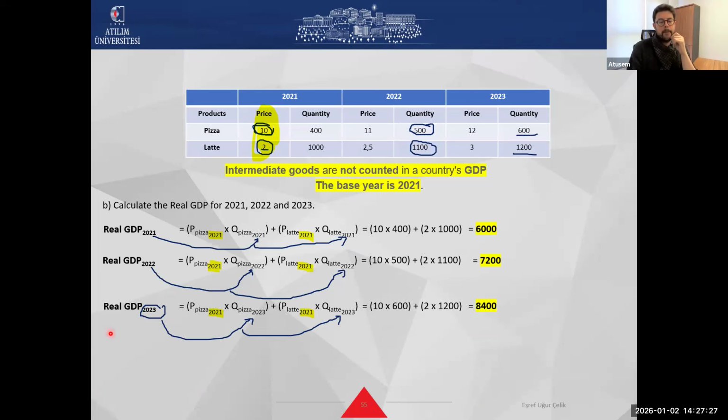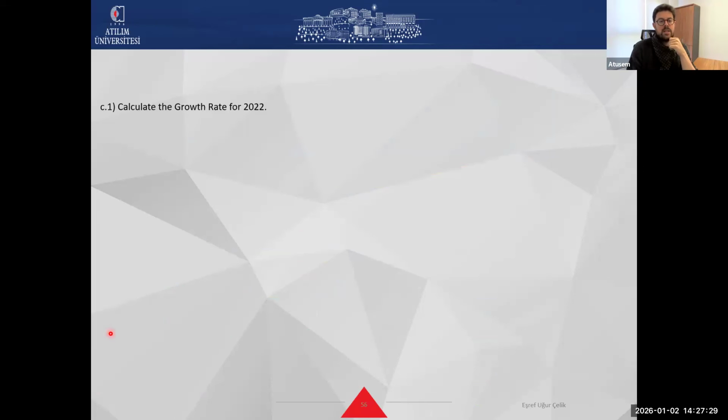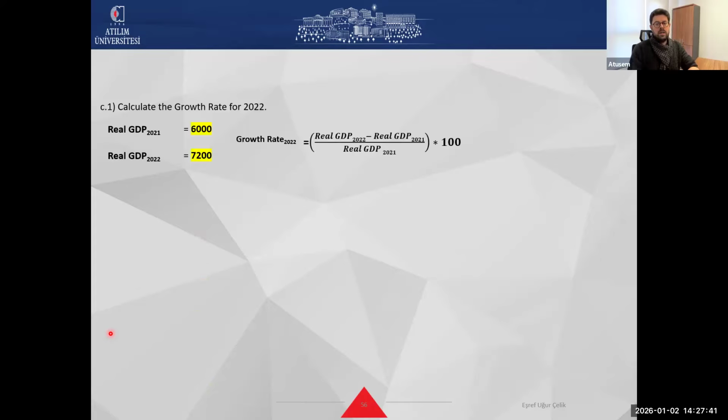And one more thing. What is the growth rate for 2022? In the growth rate, we use the real GDP and the percentage change formula. For 2022, the formula is: real GDP 2022 minus 1 year earlier, 2021, divided by 1 year earlier, multiplied by 100.